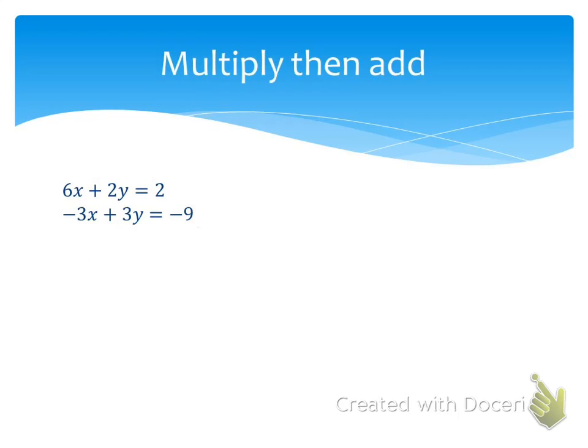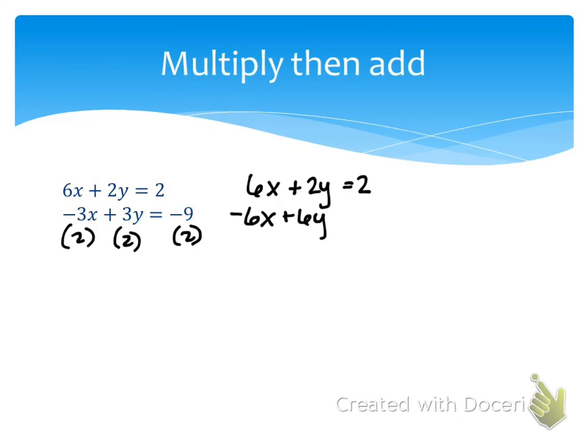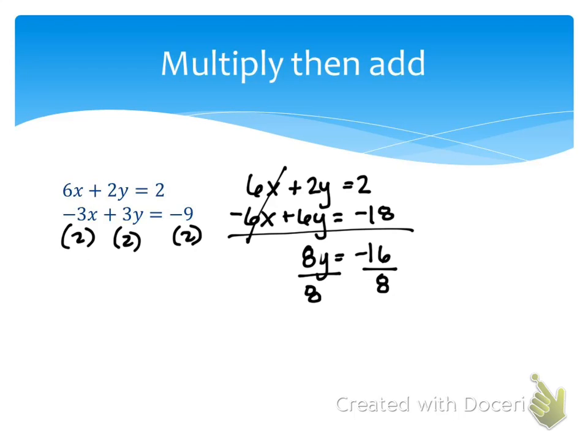So I'm going to multiply by 2 on the bottom, since that's what most of you did. I'm going to rewrite my first equation, which is 6x plus 2y equals 2. My new bottom equation is going to be negative 6x plus 6y is equal to negative 18. Cancel out my x's. 8y is equal to negative 16. Divide by 8 on both sides, and y would be equal to negative 2.